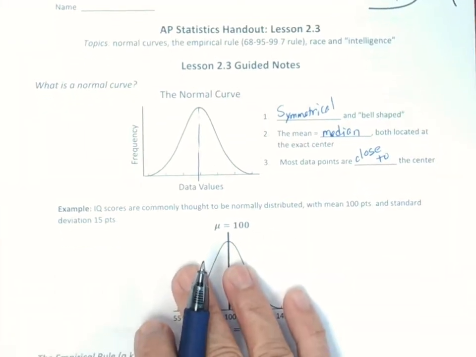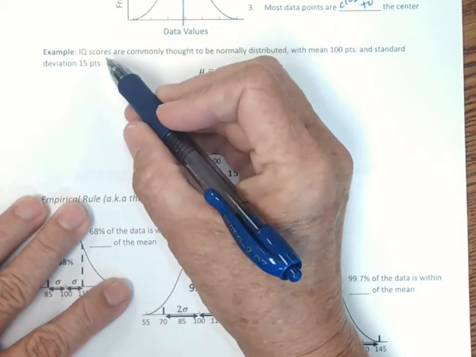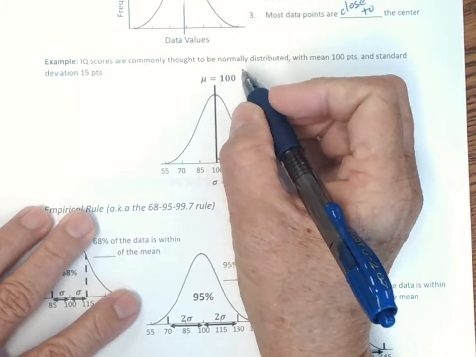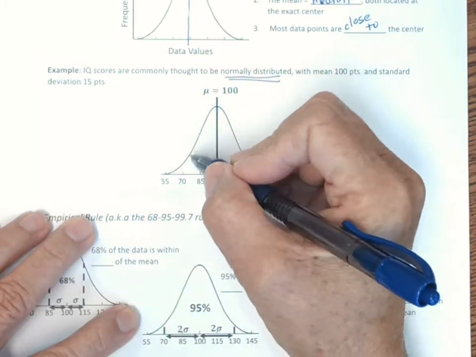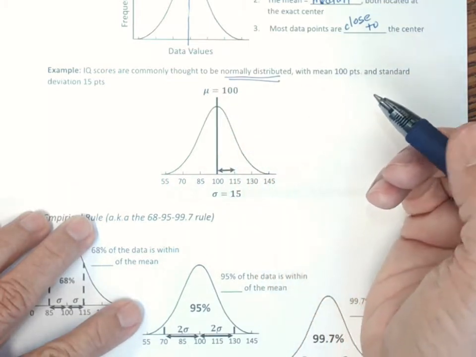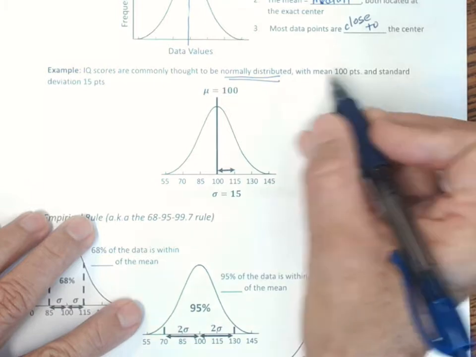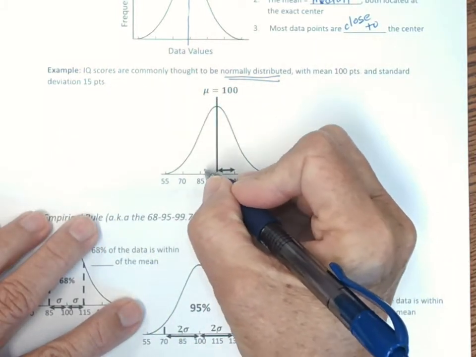Let's take a look at a specific example here. We're going to use IQ scores today. IQ scores are thought to be normally distributed. And again, if you see normally distributed, that tells you we are dealing with this symmetrical bell-shaped curve where the mean equals the median. A mean of 100 and a standard deviation of 15 points. So standard deviation is 15.